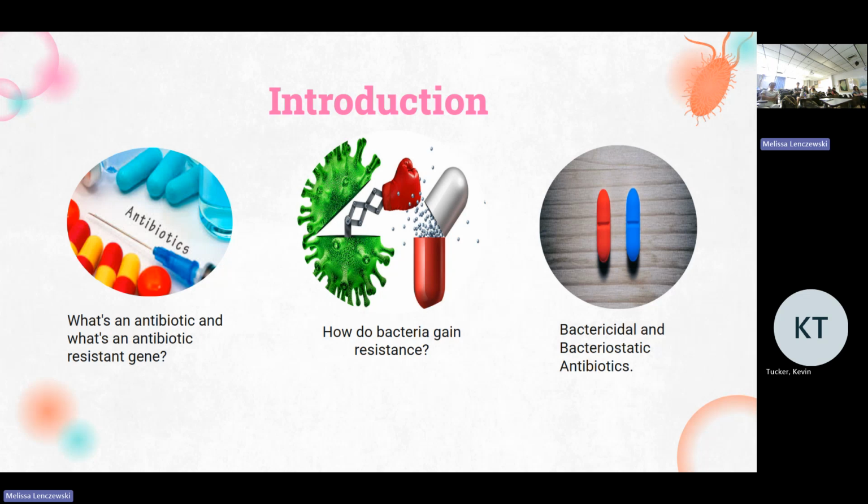Okay, so this is kind of just a little introduction as to what we're going to be looking at, what we're going to be doing. So first, what's an antibiotic? I'm sure you guys know an antibiotic is medicine, drugs created to fight against bacterial infections. But with these, things pop up like antibiotic resistant genes. This is basically a mutation in the DNA of bacteria that makes them resistant towards the drugs that we've produced.